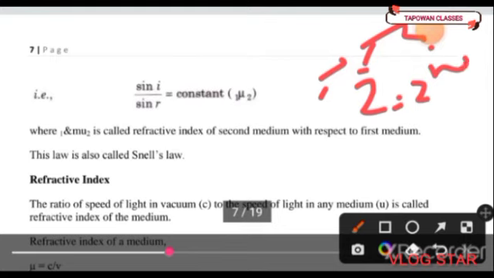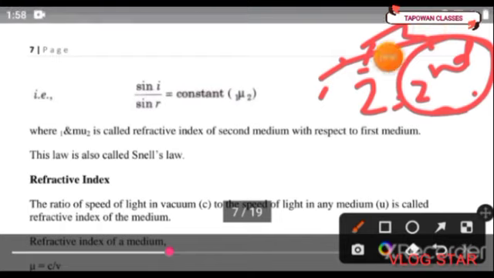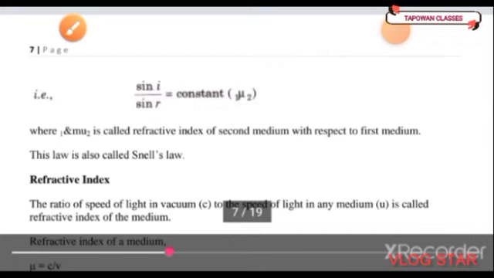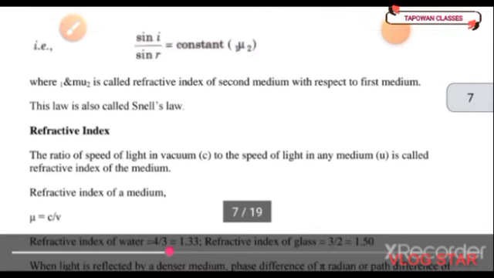First transparent medium to second transparent medium. One is the rarer medium and the second one is the denser medium, where 1 mu 2 is called the refractive index of the second medium with respect to the first medium. So this law is called Snell's law. It is a very famous law which is used in physics.